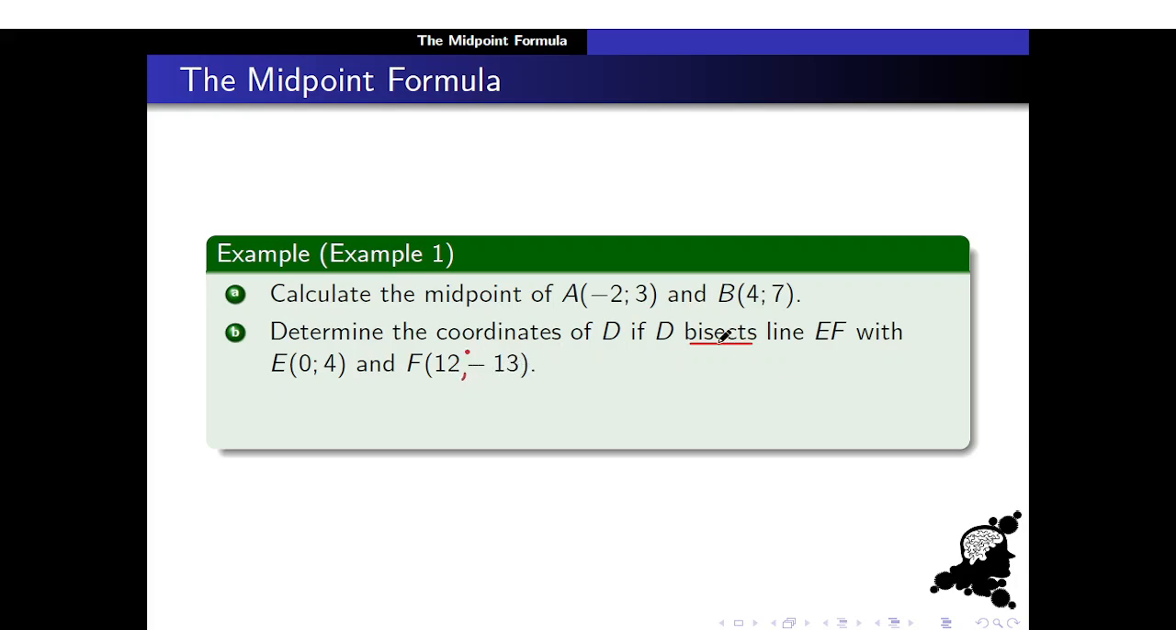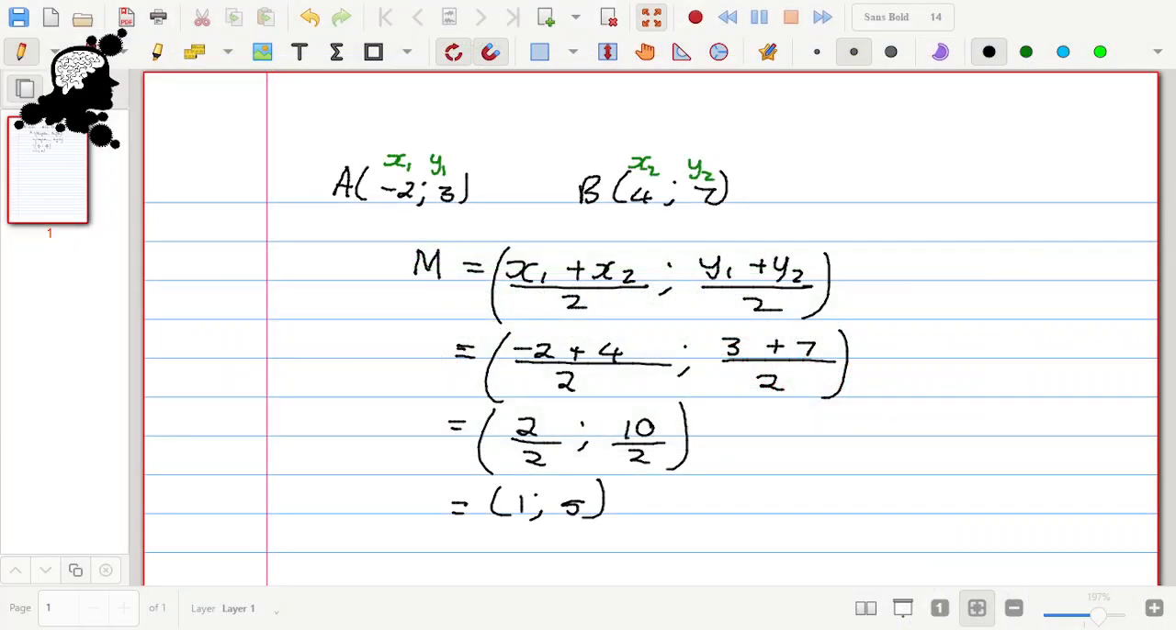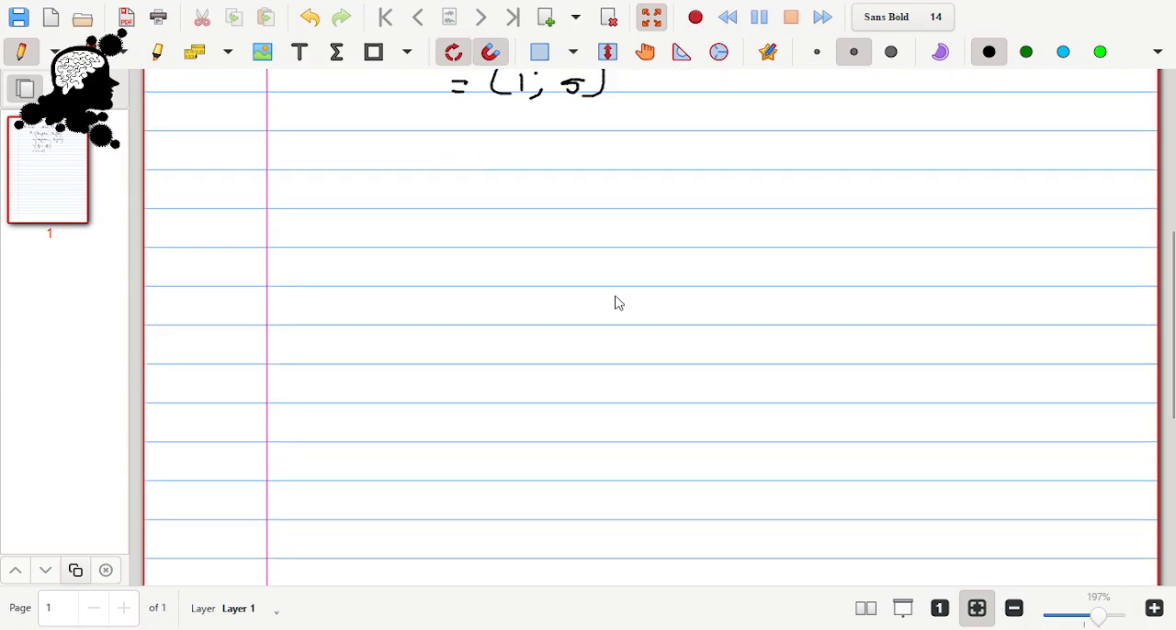So let's understand, what does bisect mean? Bisect means to divide into 2 equal halves. Now, having said that, it would imply that the point D divides the line EF into 2 equal halves. Therefore, D would be the midpoint of E and F. So, let's go to our writing pad and let's actually work on this.